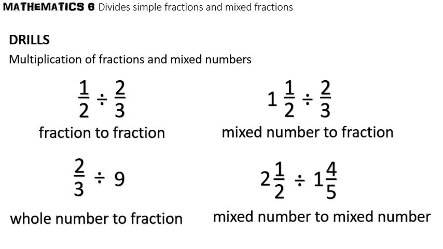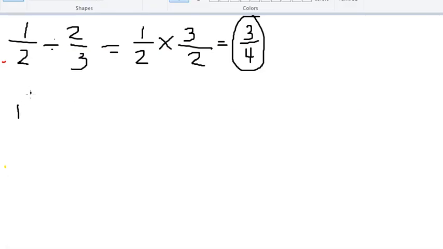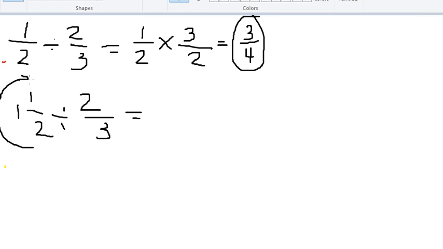Okay? Next, paano naman yung sa mixed number to fraction? 1 and 1/2 divided by 2/3. So, paano to? First, kapag ito ay mixed number, we have to convert muna sa improper fraction. So, 2 times 1 is equals to 2 plus 1 is equals to 3. Then, copy the denominator, 2. Then, multiply. Yung 2/3, baligta rin. Diba? Reciprocal, 3/2.